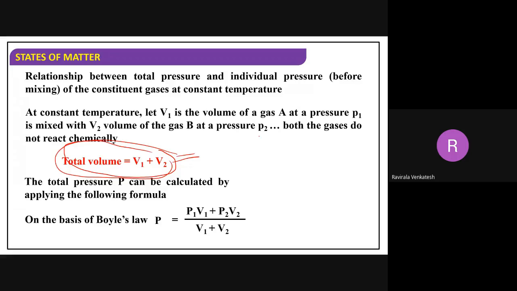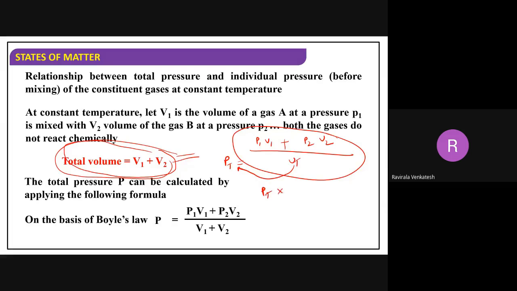For example, a gas has pressure P1 and volume V1, and another has pressure P2 and volume V2. Now I want to calculate the P total. I have to mix these two. When you mix them, you have to divide by the total volume, so V total is compulsory. Because Pt into Vt is equal to P1V1 plus P2V2. So we get the same thing. That is all they told here. There is no need for much.